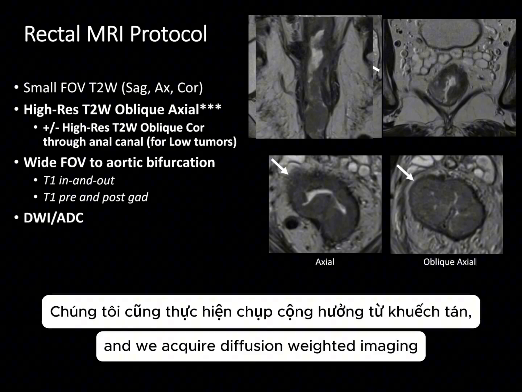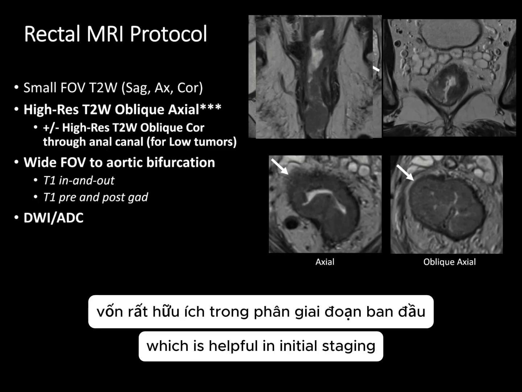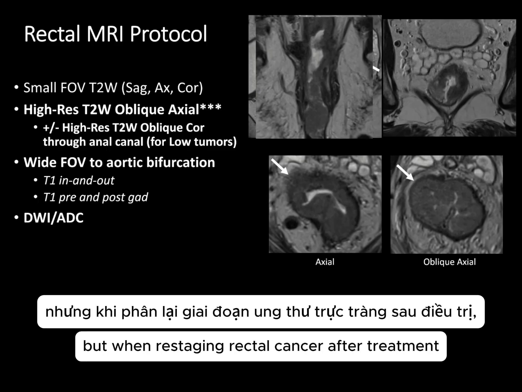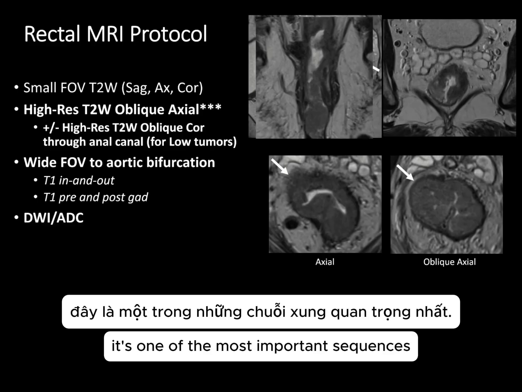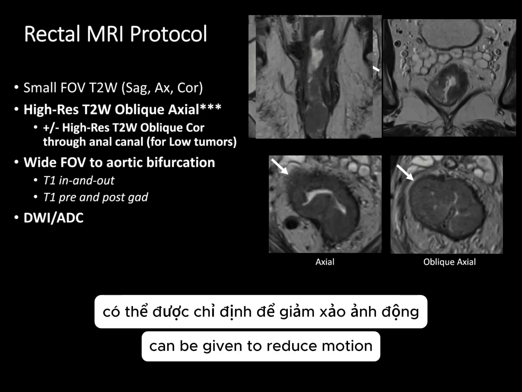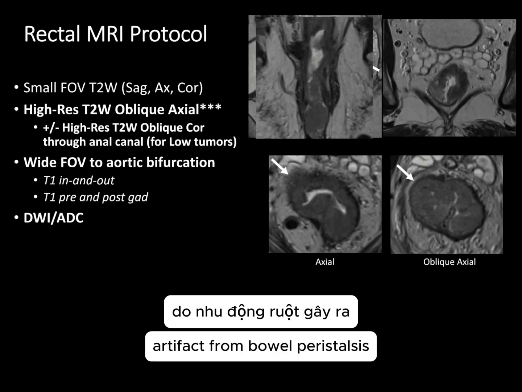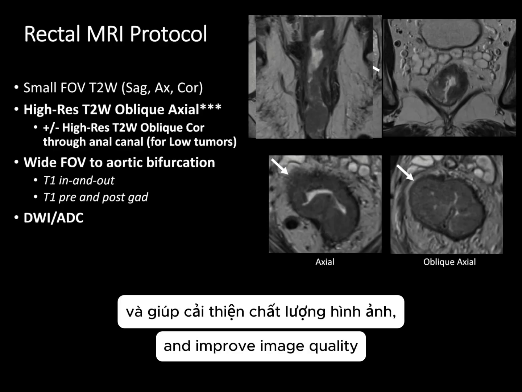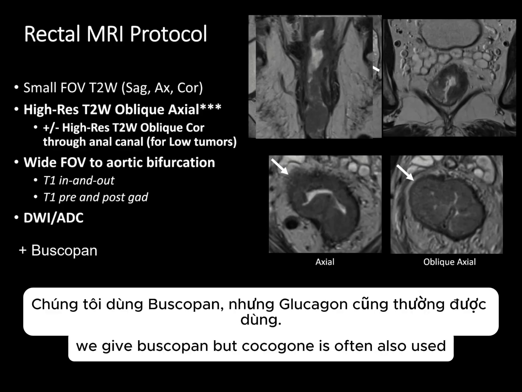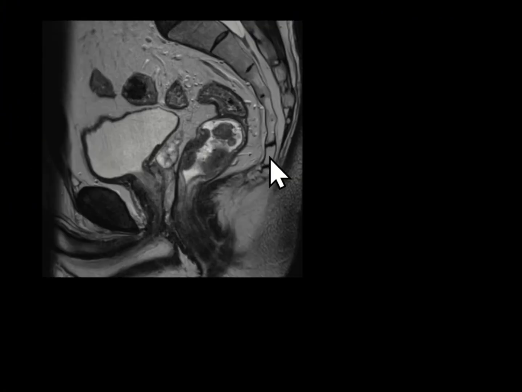And we acquire diffusion weighted imaging, which is helpful in initial staging to identify the tumor, but when restaging rectal cancer after treatment, it's one of the most important sequences. It's also worth noting that certain medications can be given to reduce motion artifact from bowel peristalsis and improve image quality, so-called antispasmodic agents. We give buscopan, but glucagon is often also used.